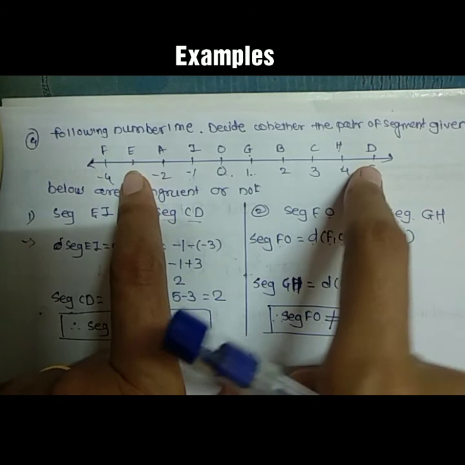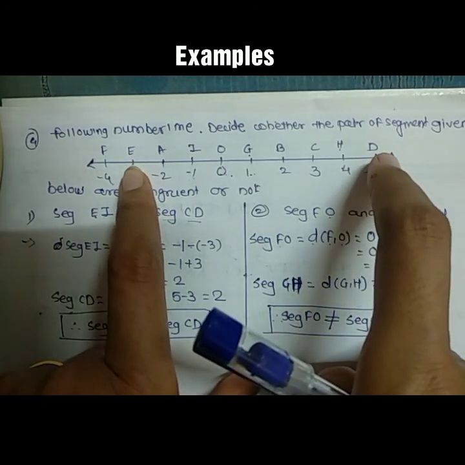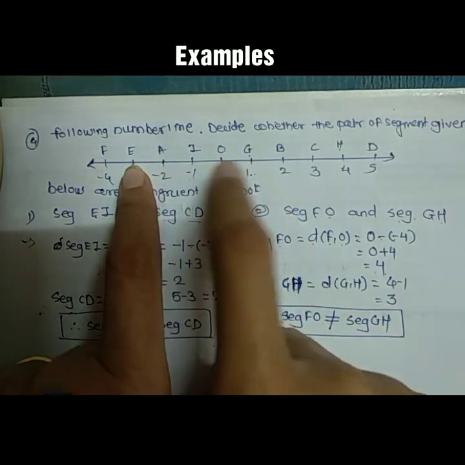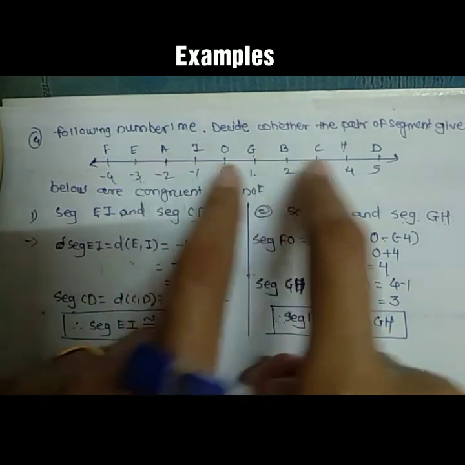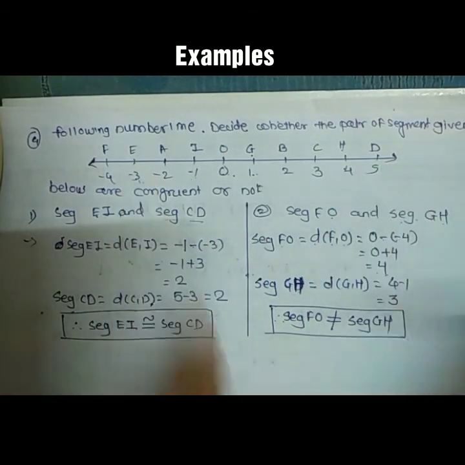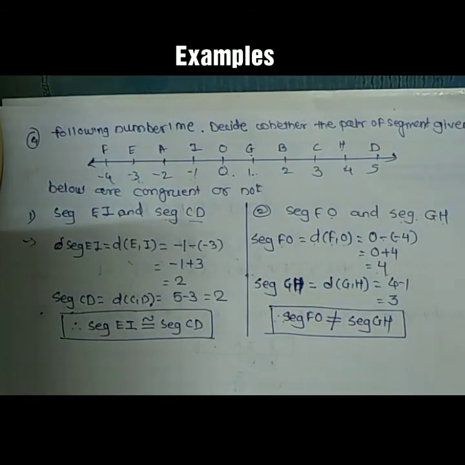If you take 4 units, then point E and point D. These are equidistant from point G, because here the distance between E and G is 4 and the distance between G and D is also 4. So E and D are also equidistant from point G.